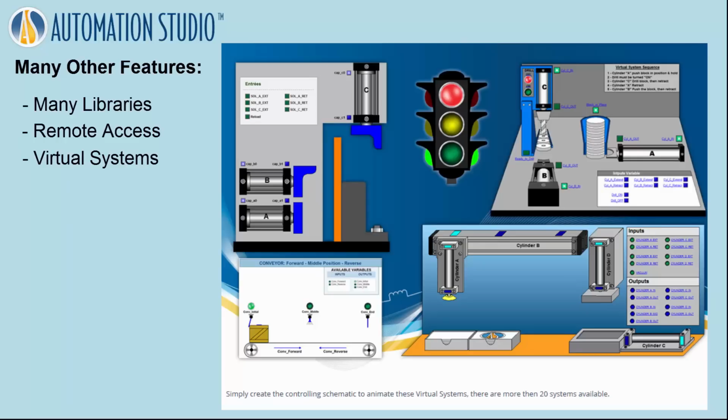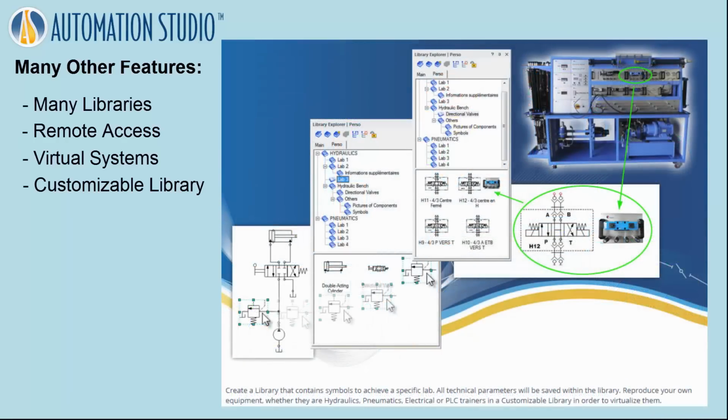Virtual systems are pre-created and are ready to be controlled by electrical, PLC, or SFC. We have more than 15 systems, from beginner to more advanced. The customizable library feature enables you to duplicate your hardware equipment virtually into a personal library, which can have the same settings, name, even pictures that match exactly your equipment. You can also create a library with only the components needed to create a specific exercise.